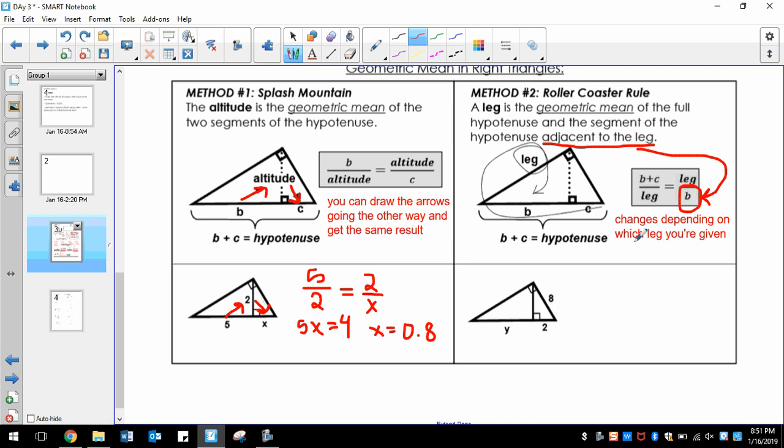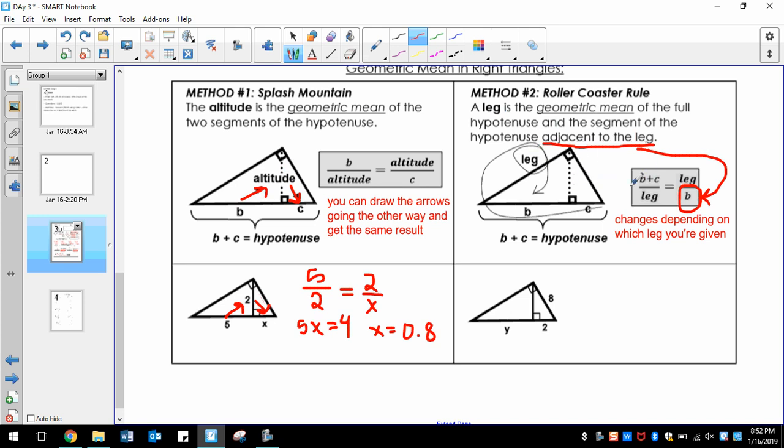So again, this changes depending on which leg you're given. You could be given this one right here or this one right here. And it depends on which leg you use that tells you which one of these two parts you use. So go ahead and change that to a B, because in this example that I've illustrated for you, I've used the leg that's closest to B. Okay? So again, in this situation, which sometimes people refer to as the leg rule, you're given one of the legs, but not the altitude. That's the difference. Over here, you're given the altitude. Over here, you're not given the altitude. You're given one of the legs instead.